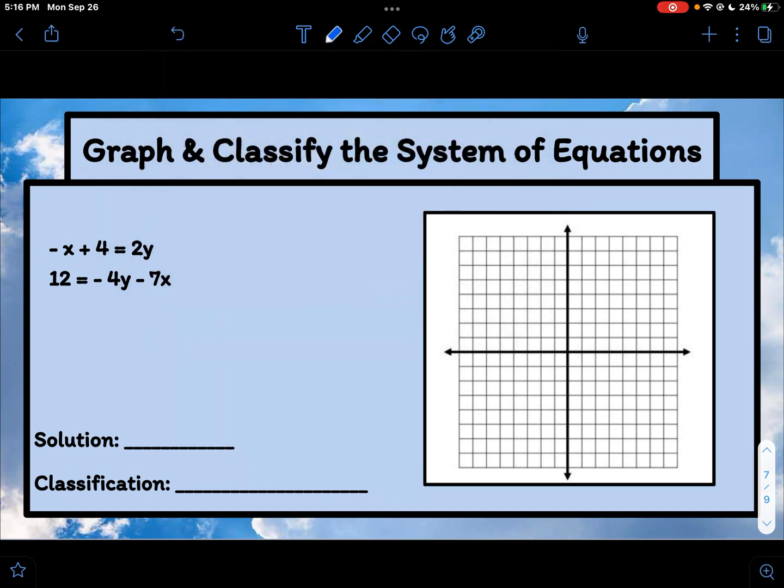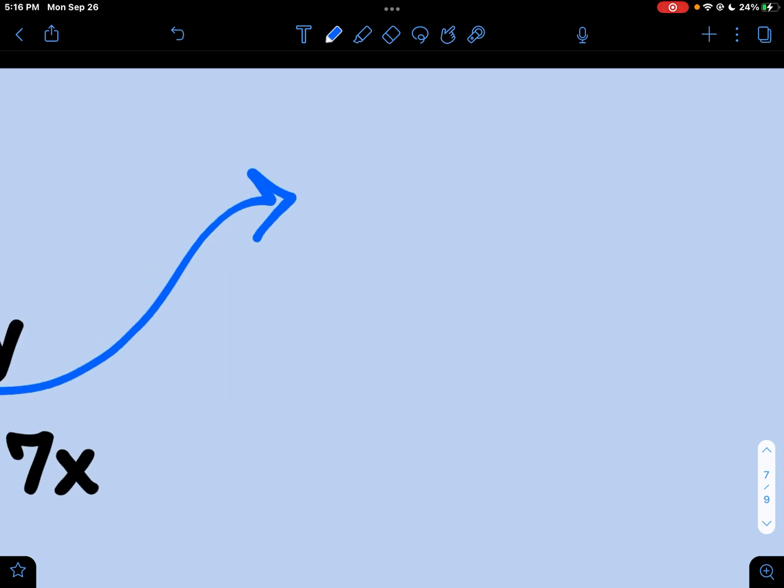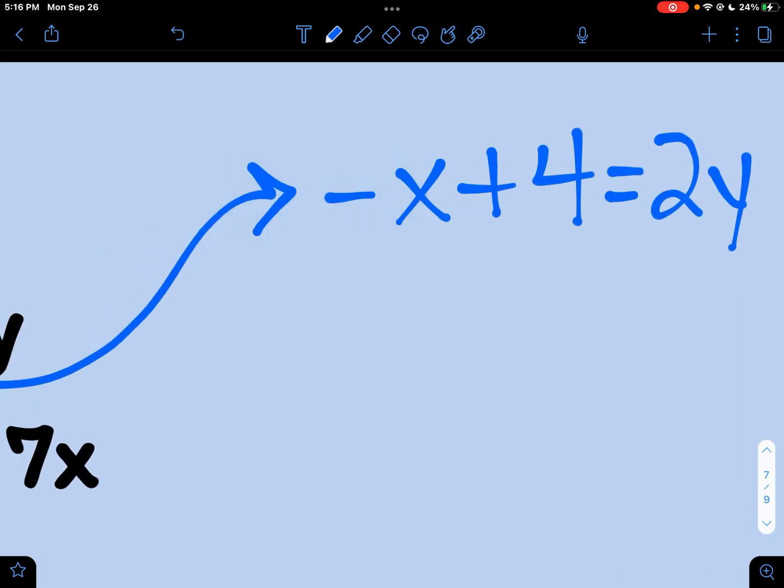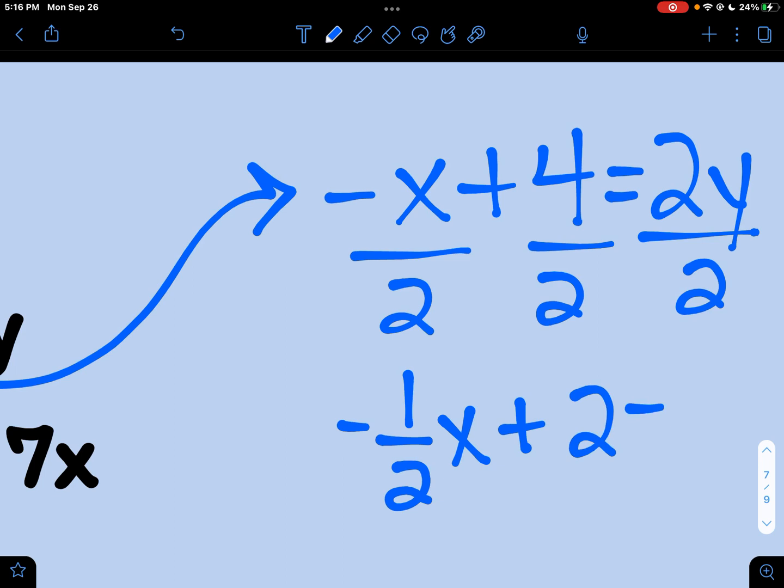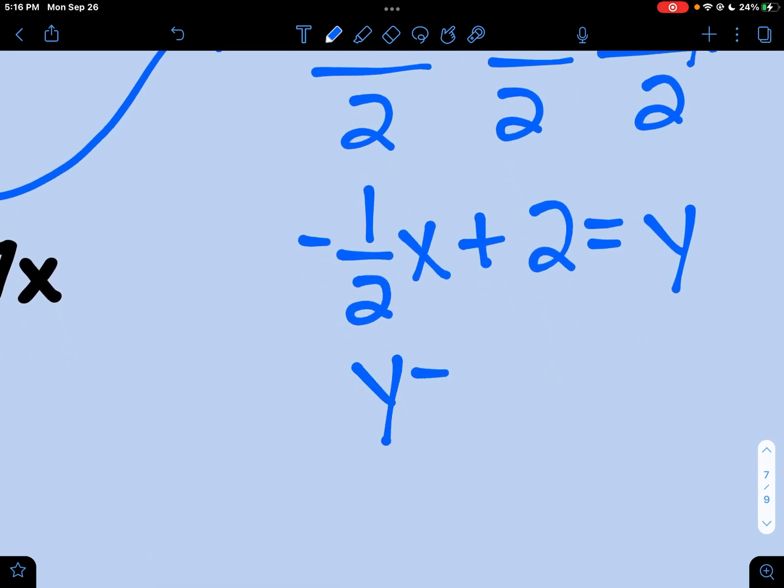Okay, so let's turn these into slope-intercept form. Negative x plus 4 equals 2y. It looks like all I have to do is divide by 2. Okay, this is the part that always trips you guys up. This is -1/2 x plus 2 equals y. And I'm going to turn it around.